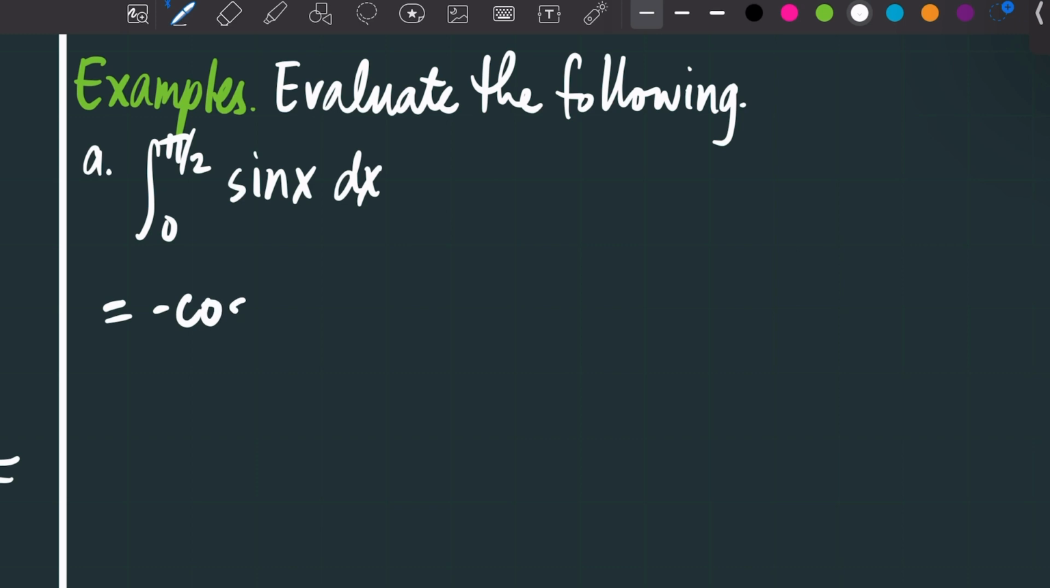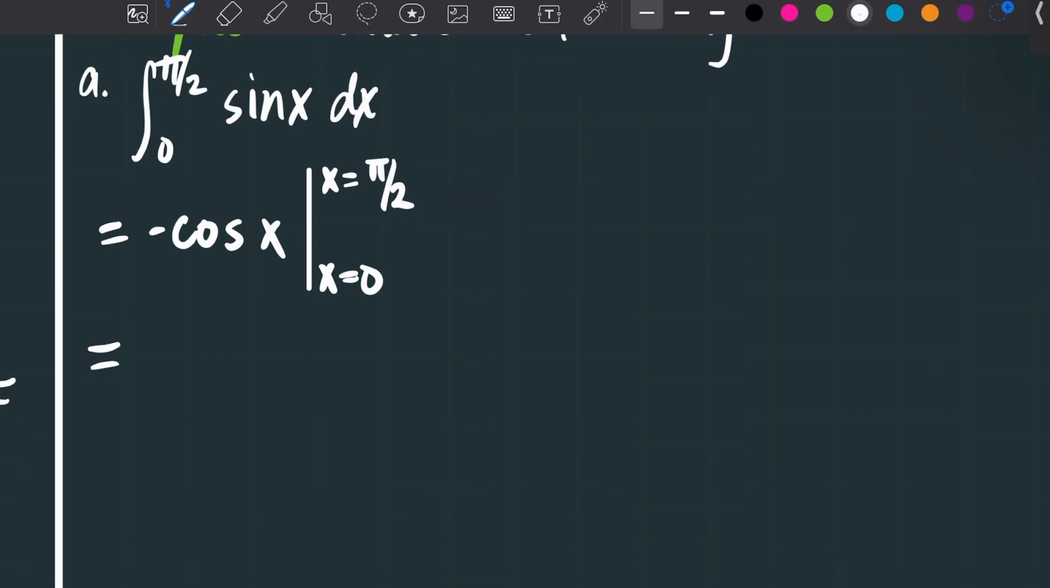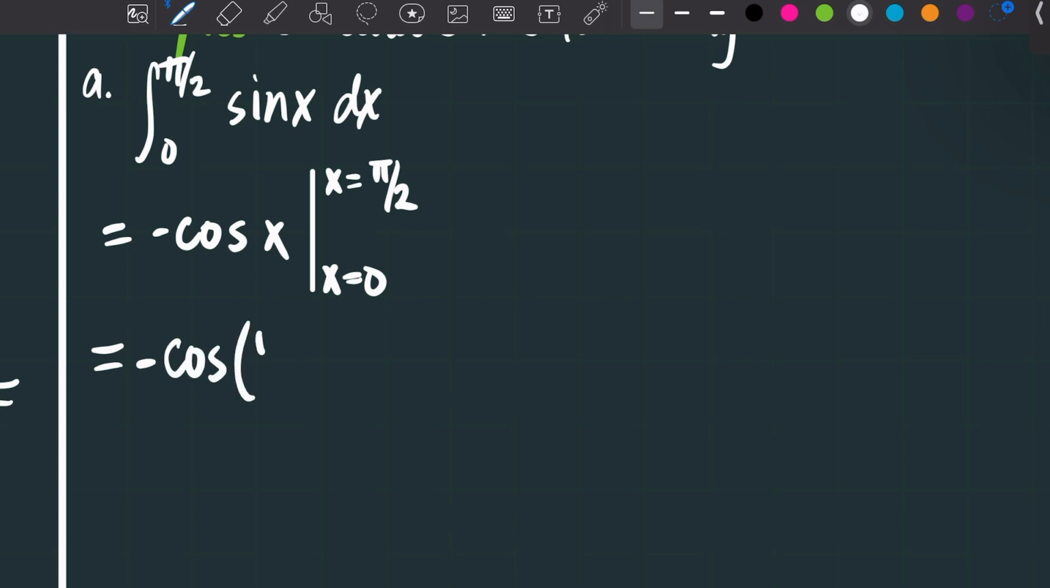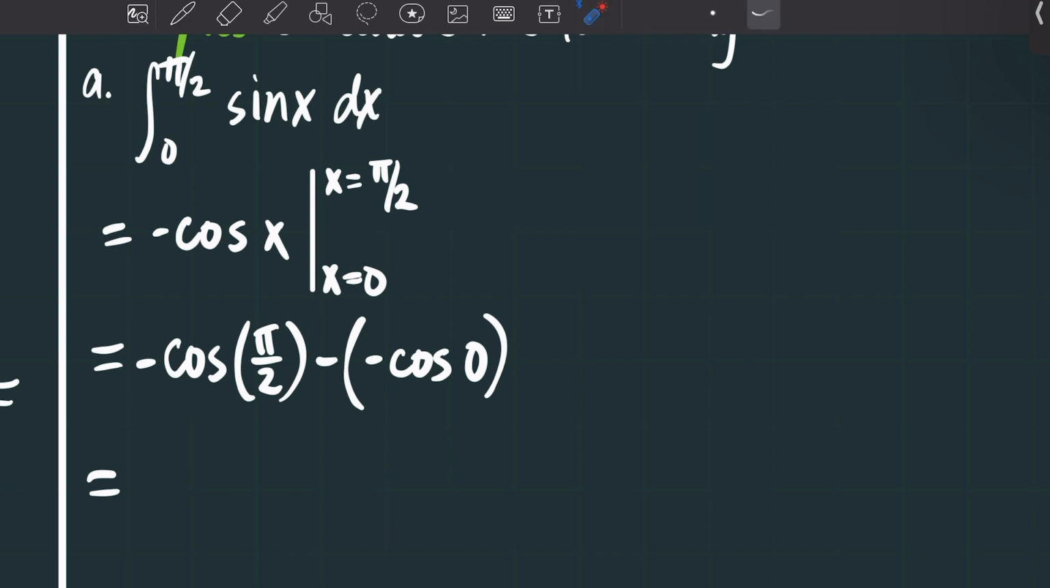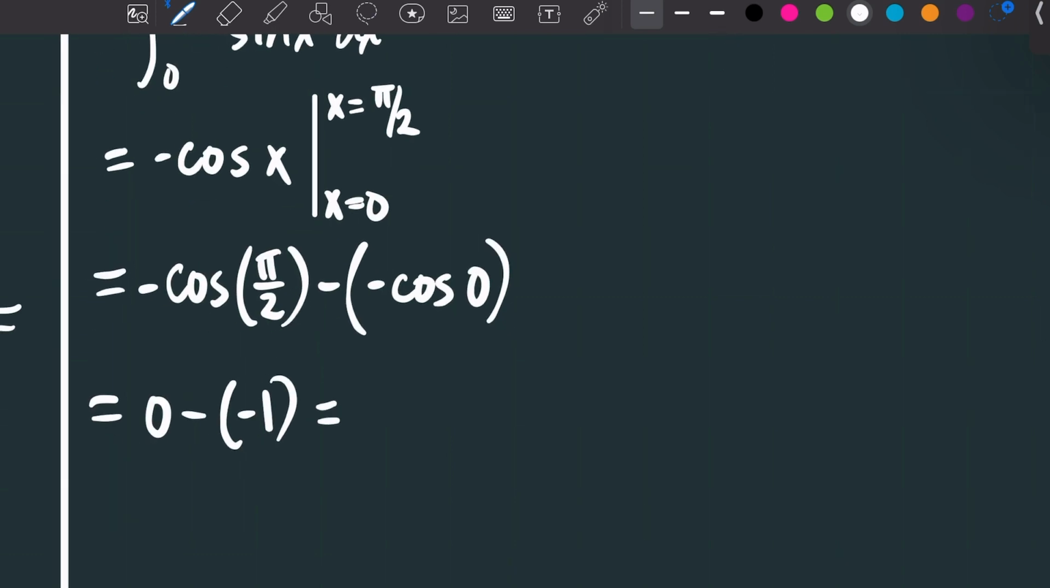So, negative cosine x. However, since we're obtaining the definite integral from 0 to pi over 2, we have to evaluate this one from x equals 0 to pi over 2. So, we get here negative cosine of pi over 2 minus negative cosine of 0. And this is equal to, so cosine of pi over 2 is just 0. Tapos, cosine of 0 is 1, pero naka-negative siya, so that's minus negative 1. And 0 minus negative 1 is just equal to 1.